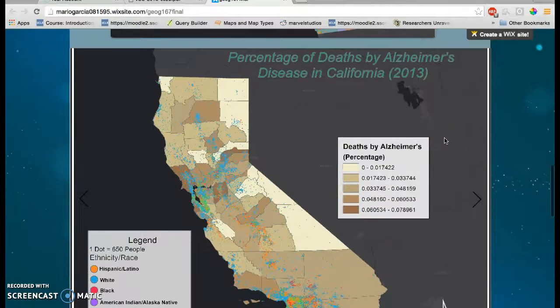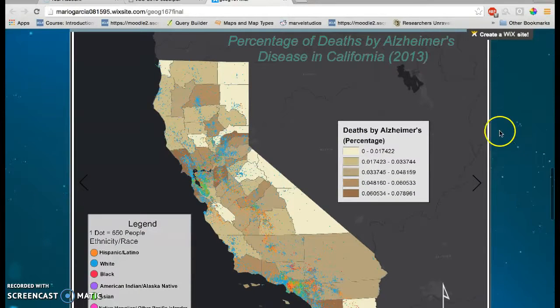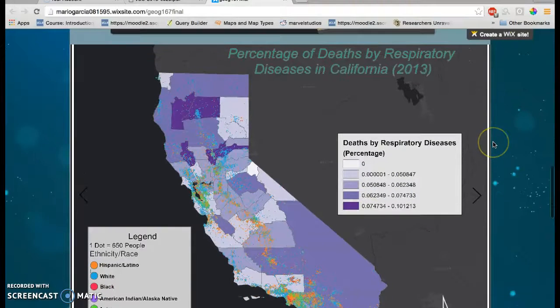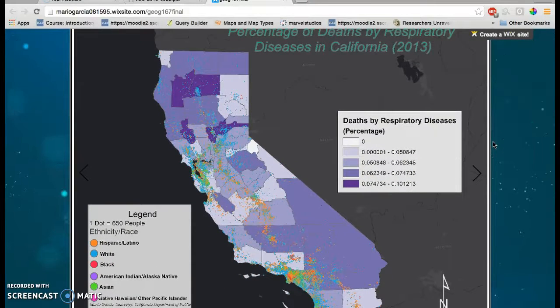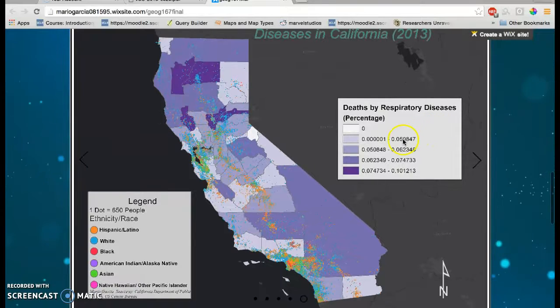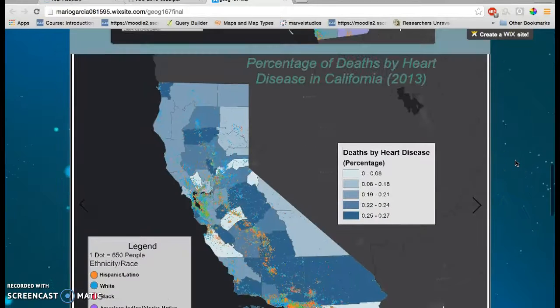And I did it once again on the percentage of deaths by Alzheimer's in California. Once again, you can see that the numbers aren't really that high, and there isn't much of a difference between the numbers. And then this is the percentage of deaths by respiratory diseases. Once again, there isn't much variation, and even one county got 0 deaths, this county right here. And so those are the 5 maps right there.